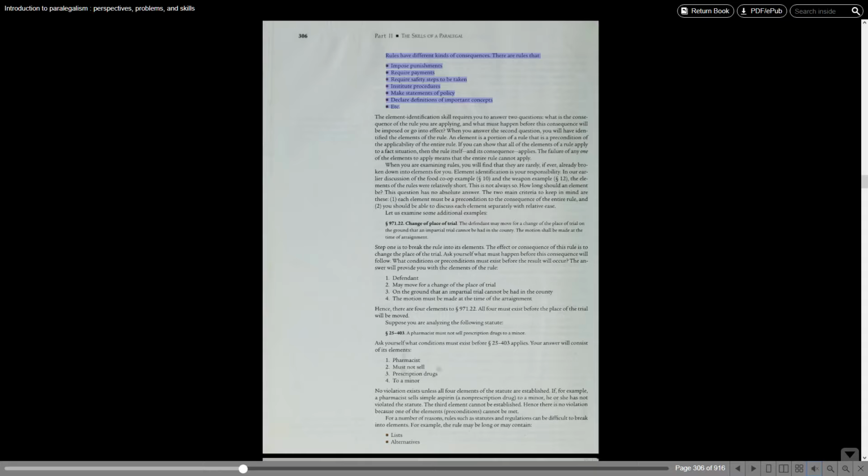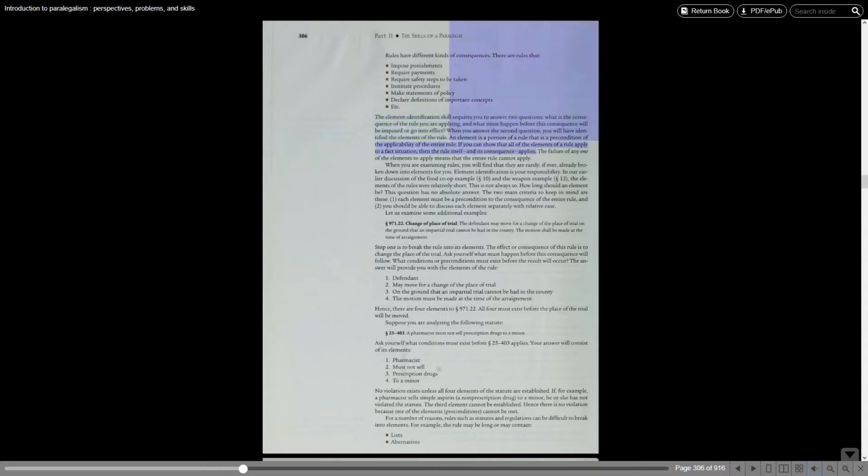Rules have different kinds of consequences. There are rules that impose punishments, require payments, require safety steps to be taken, institute procedures, make statements of policy, declare definitions of important concepts, etc. The element identification skill requires you to answer two questions. What is the consequence of the rule you are applying, and what must happen before this consequence will be imposed or go into effect? When you answer the second question, you will have identified the elements of the rule.